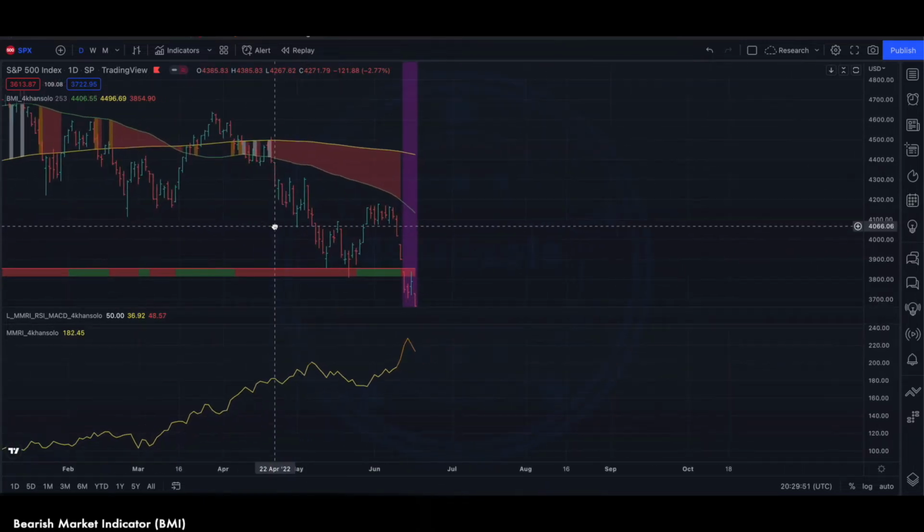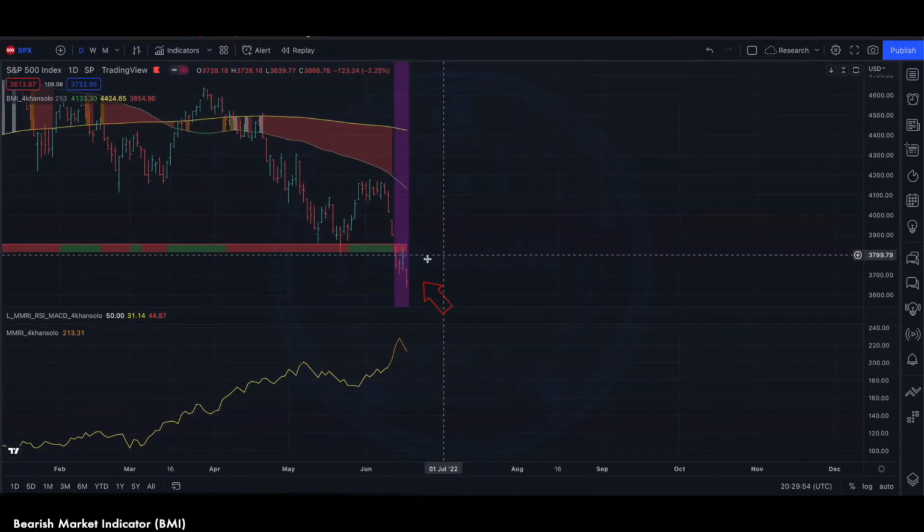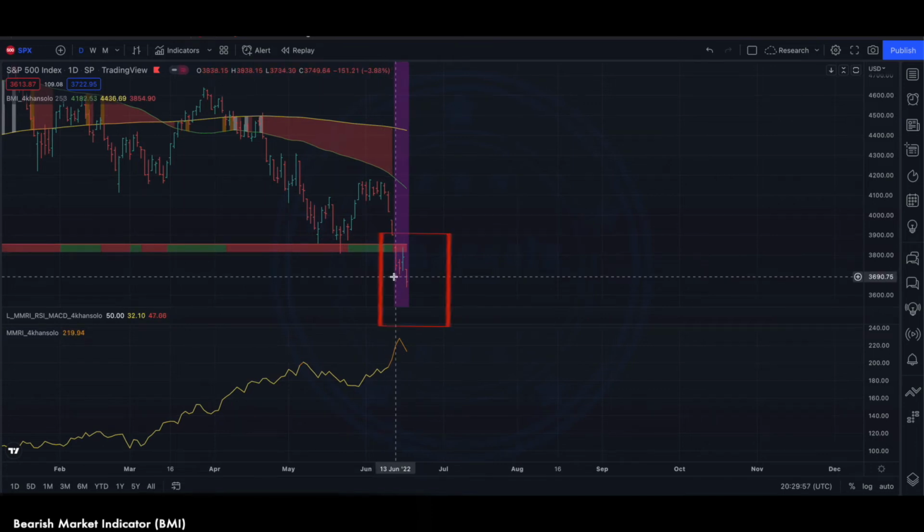Another update with the market environment. It has been 4 days since we have been in a bearish market territory.